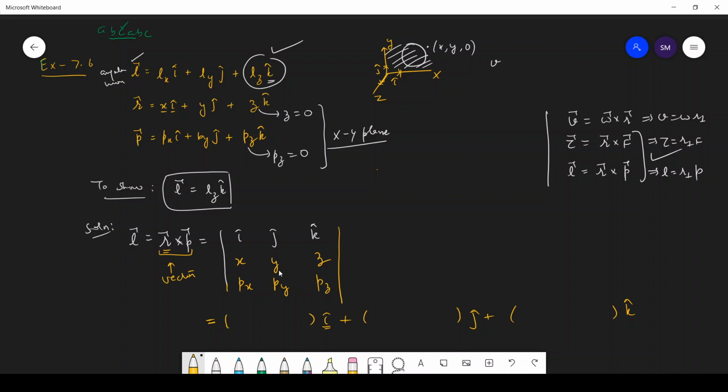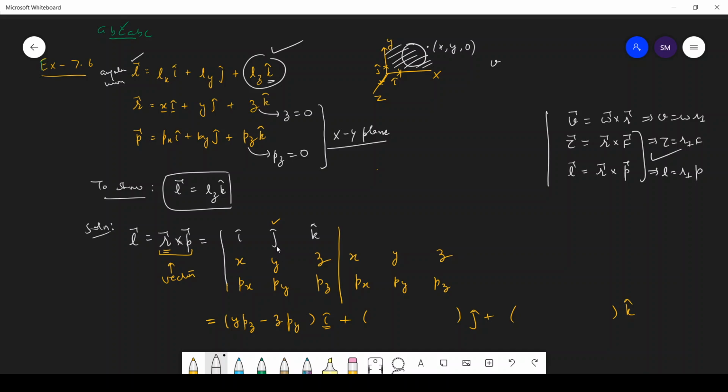So y into pz minus z into py. Now this sequence should remain the same. So if I want j cap, so this is x, y, z, so again I have to write x, y, z, and px, py, pz. So that's another way of understanding it.